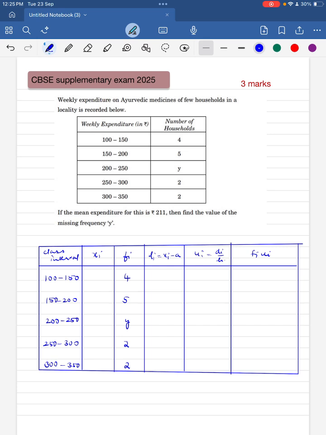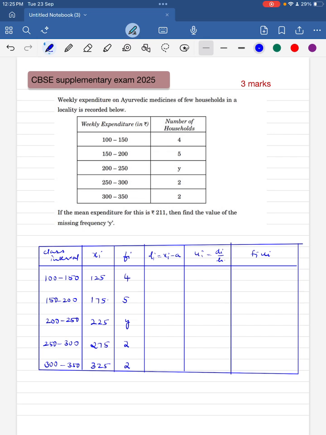You have to add up the lower limit and upper limit of the class and divide it by 2. So in this case, it's 100 plus 150 divided by 2, which gives us 250 by 2, which is 125. Now 150 plus 200 by 2 is 350 by 2, which gives us 175. Then 200 plus 250 by 2 gives us 225. 250 plus 300 by 2 gives us 275, and 300 plus 350 by 2 gives us 325.